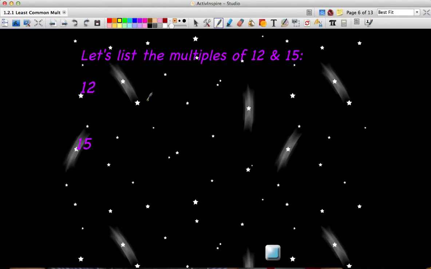You list the multiples of the numbers. So we are going to find the LCM of 12 and 15. I always tell students to list the first 5 multiples. So the first 5 multiples of 12 are 12, 24, 36, 48, and 60. That's 1, 2, 3, 4, 5. So 12 times 1, 12 times 2, 12 times 3, 12 times 4, 12 times 5.